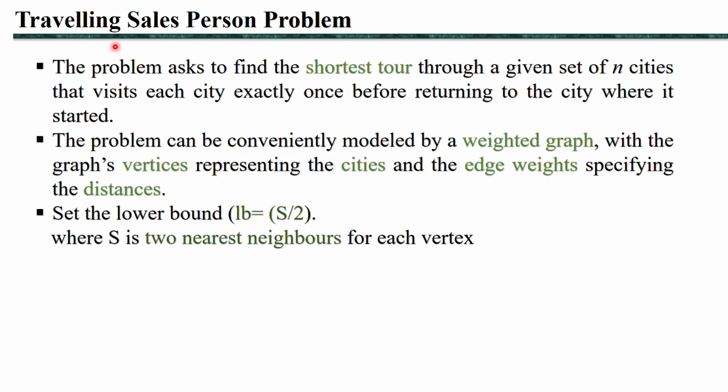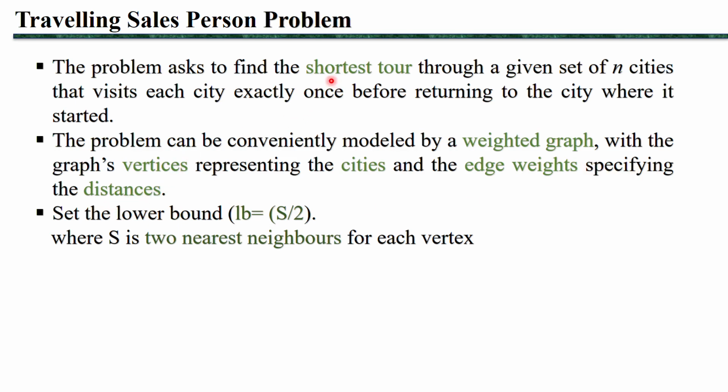As you already know, the traveling salesperson problem is what? You have to find the shortest tour. The salesperson has to visit each city exactly once before returning to the city where it started. So now you have to find the shortest tour. For finding that, you represent all the cities and all the distances in the form of a graph. That graph you call a weighted graph. In the weighted graph, vertices represent cities and edge weights specify the distance.